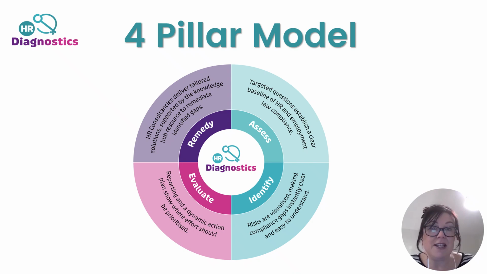The next element is evaluate. This is all about prioritising risk, so clients understand what's urgent, what's important, what can be planned over time. And finally, remedy. This is about translating those insights, that data, into actions with clear recommendations, resources and next steps. So this is just a really simple, structured, defensible way to reduce HR risk and move clients forward with confidence.